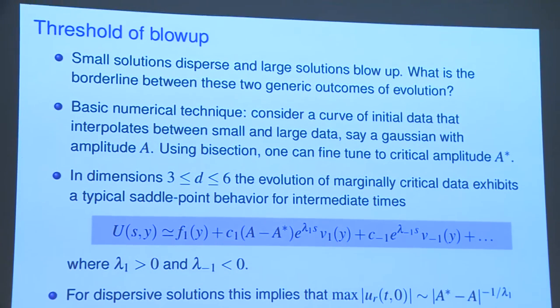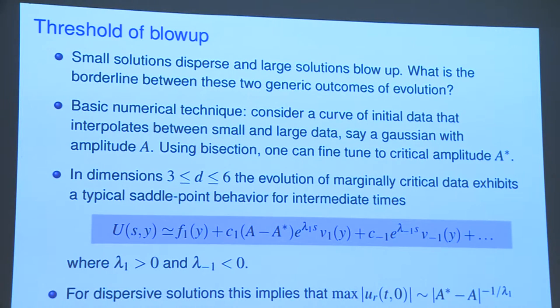So this was about what we call generic blow-up or stable blow-up. Now, we know that for this equation, sufficiently small solutions remain globally regular in time. So there is a question: what is the borderline between solutions which blow up and solutions which don't? There is a very straightforward strategy to analyze the threshold. Namely, you take a one-parameter family of initial data which interpolate between small and large data. And then you try using bisection of the parameter along this family, could be a Gaussian with an amplitude, you can fine-tune to the critical value and then look at what the evolution is for a solution which has this nearly critical amplitude.